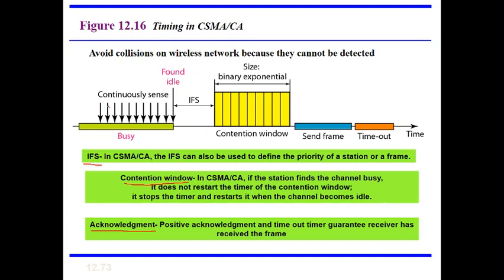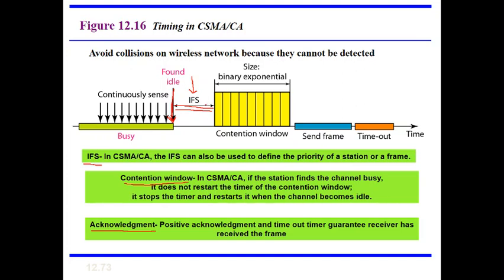Initially, the medium will be sensed continuously while it is busy, and once it finds the medium is idle, instead of sending directly, it will wait for some more time. If any other device has already sent data to the medium during this period, this device will receive the signal so that it can stop sending the frame to avoid the collision. That is why, whenever the device finds the medium idle, it will not immediately send the frame. Instead, it will wait for some time. That time period is called IFS, that is, interframe space.